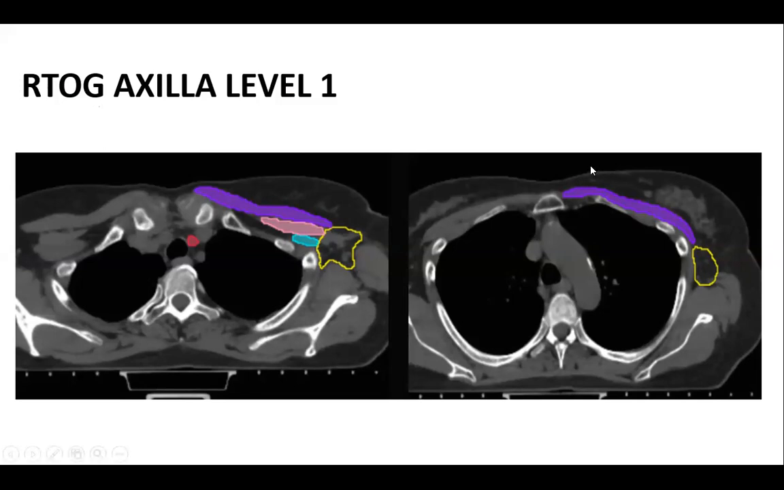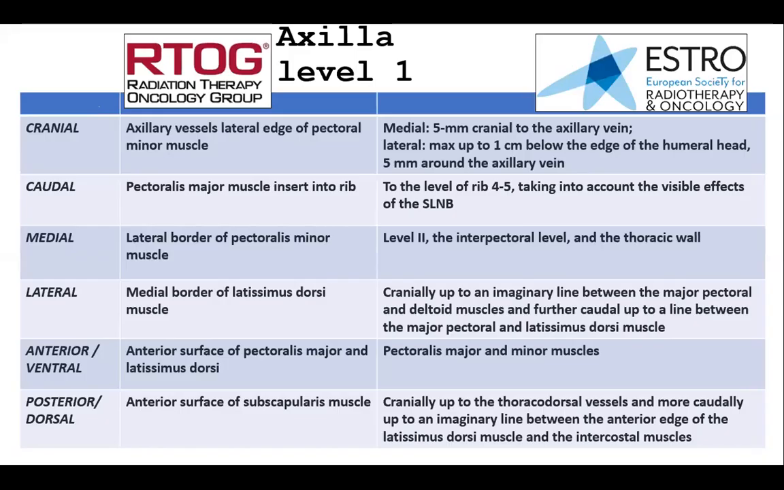The caudal border would be the slice at which the pectoralis major muscle is getting inserted into the sternal or clavicular insertion. So here the main difference between RTOG and ESTRO would be that ESTRO also takes into consideration the axillary vessels, but again they have given a 5 mm margin above the axillary vessels. That means the ESTRO CTV is slightly higher than the RTOG CTV.